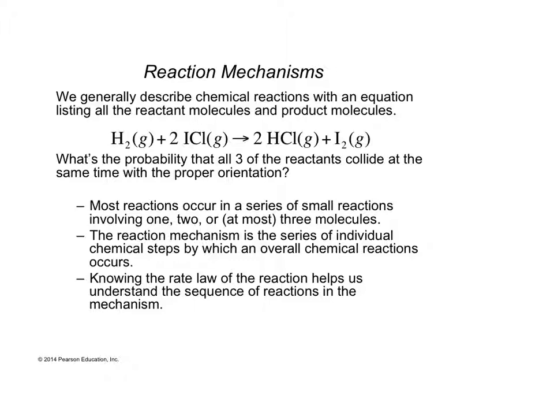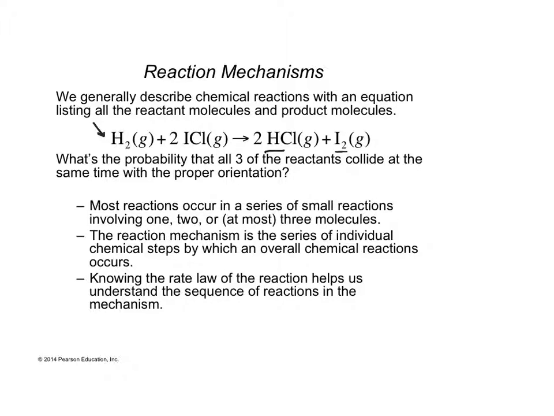So let's consider this reaction, where we have H2 as a gas, and it has to collide with two ICls, and in the process it's going to form two HCls and an I2. How many reactant molecules do we have right here? How many molecules do we have of reactants? 3, right? We have one H2 and two ICls.